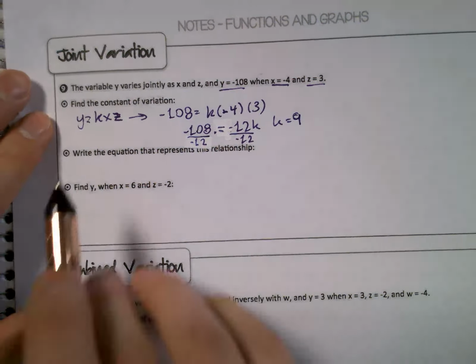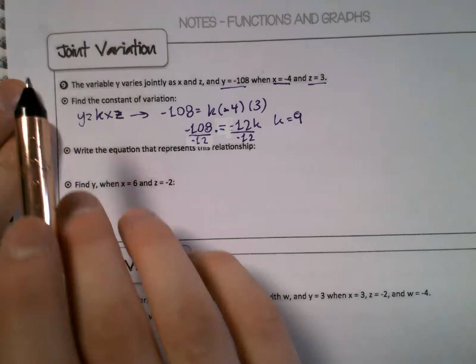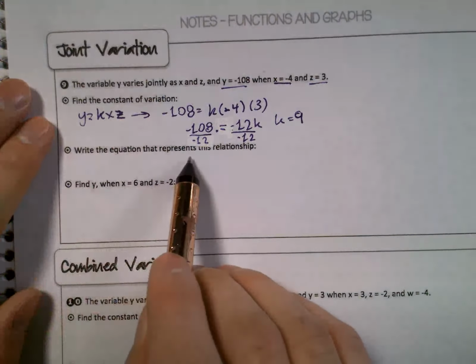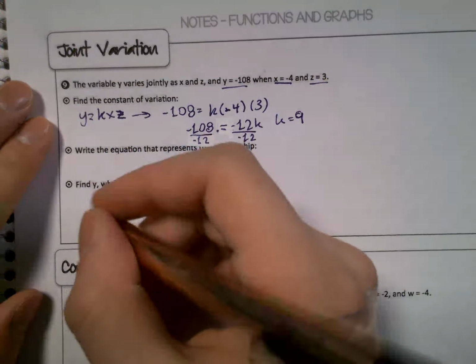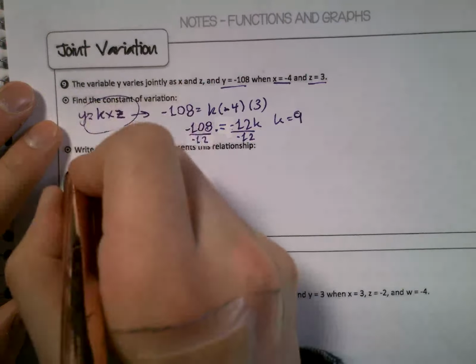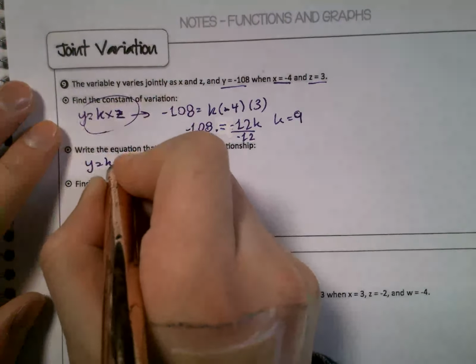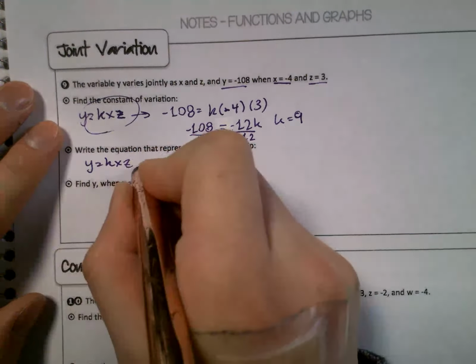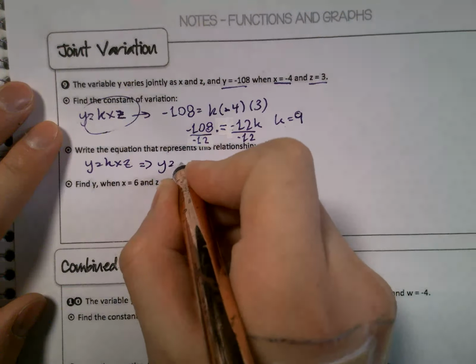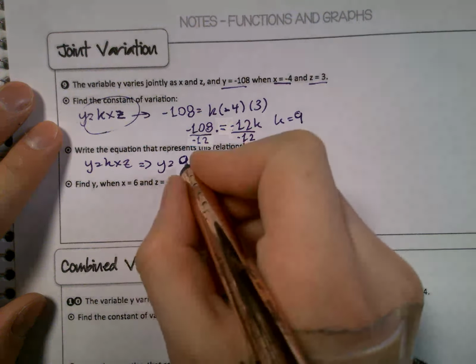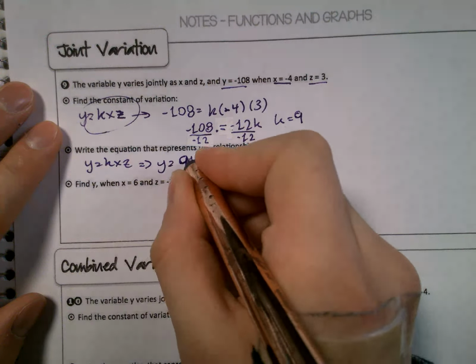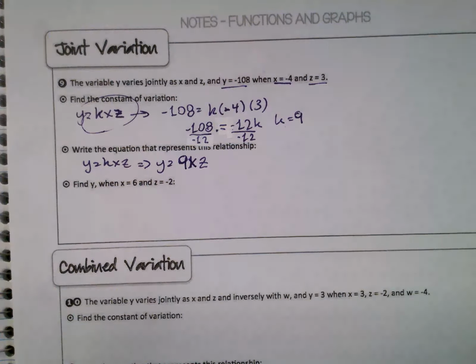So that's the first part. Then we write the equation that represents this relationship. Straightforward enough. We take that equation from up here and we rewrite it, and then we just plug in what k equaled. And we get y equals positive 9xz.